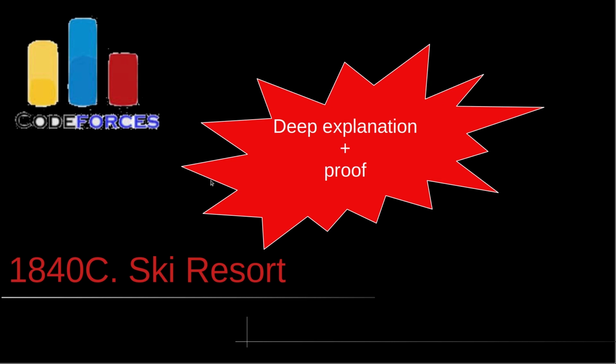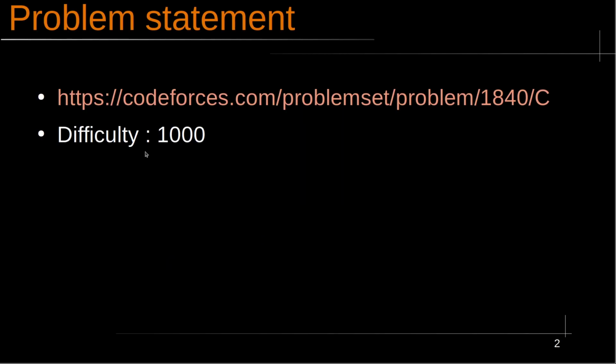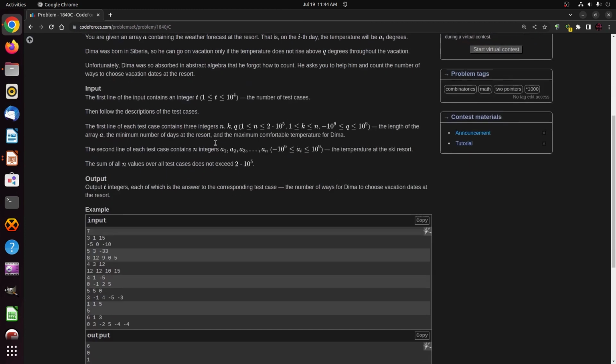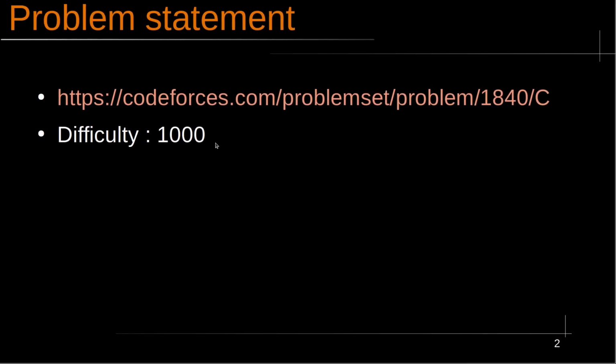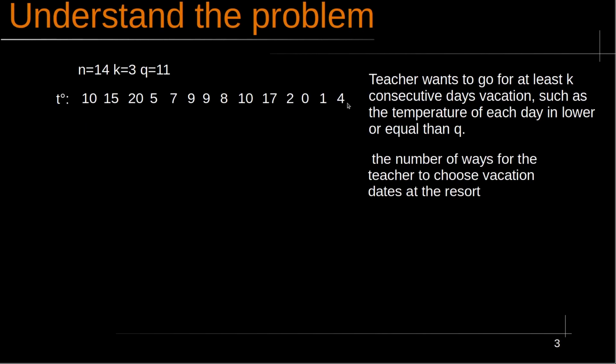In this video I will explain in detail the solution of problem 1846, Key Resort, from Codeforces. This is the problem statement. You can read it by yourself, but roughly speaking, a teacher wants to go for at least k consecutive days of vacation, such that the temperature of each day is lower than or equal to Q. We want to compute the number of ways for the teacher to choose vacation dates at the resort.